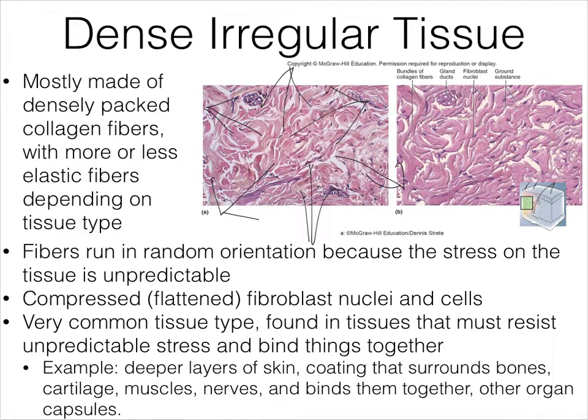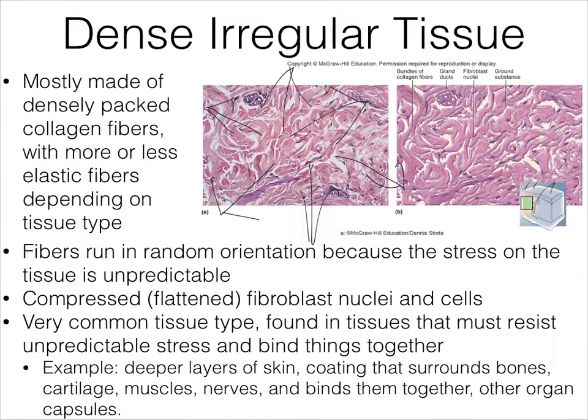It's fairly common. It's found in the dermis. It's found in a whole bunch of other tissue types that have to connect things together. It's found inside of your muscles, connecting muscle fibers together. Found connecting cartilage together, inside nerves, binding all of your nerve fibers together. Other organ capsules as well. Very, very common type of tissue.